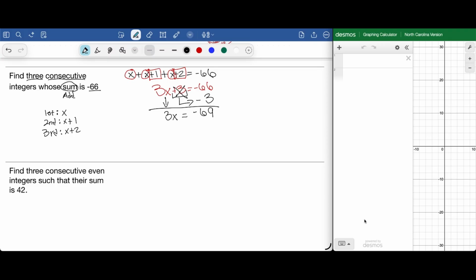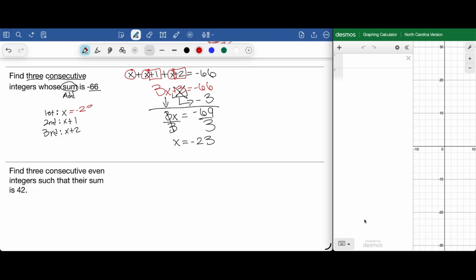Now for me to get x by itself, the last thing I'm going to do is divide by 3 on both sides. That cancels out the double 3's in division, leaving me with x is equal to negative 23. Okay. Now my answer, or my first term, is negative 23. So now I can put that beside the x because I know exactly what that one is.